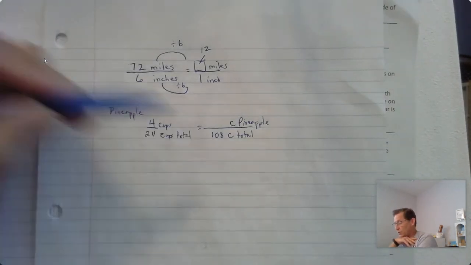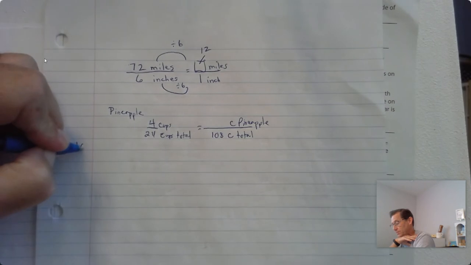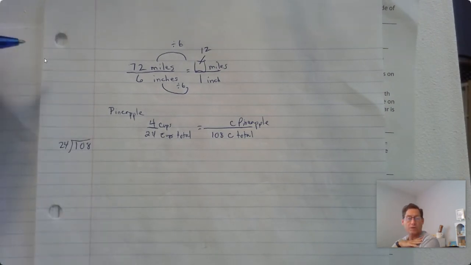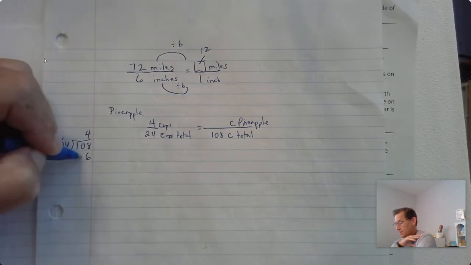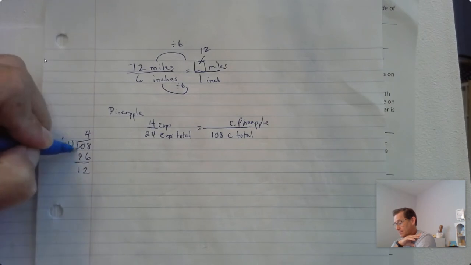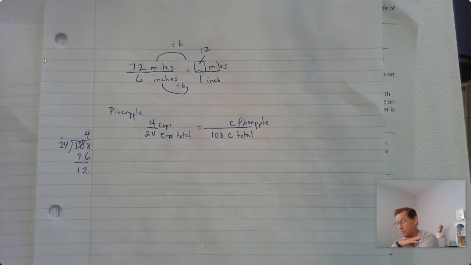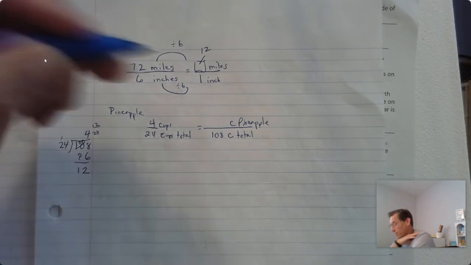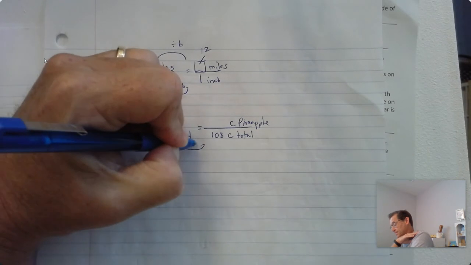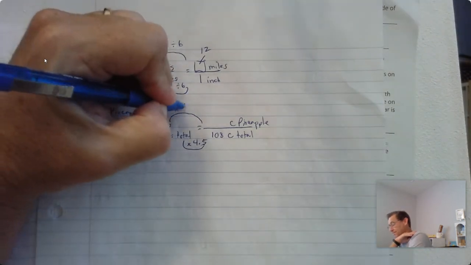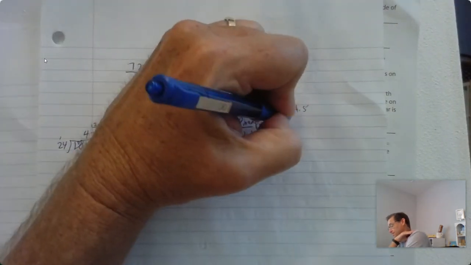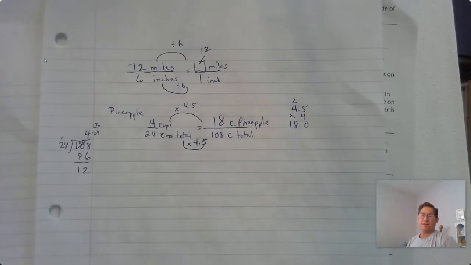So how do we go from 24 to 108? Well, let's divide to see if we can get a whole number multiplier. So actually we get 4 with a remainder of 12. So 4 and 12 24ths, or 4.5. So multiply 4 by 4.5. So we'd need 18 cups of pineapple.